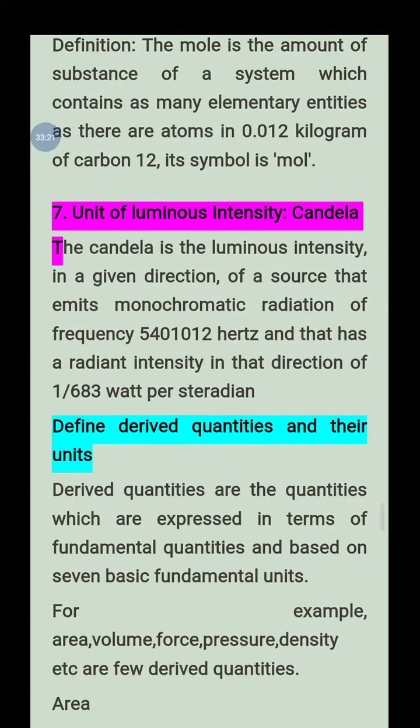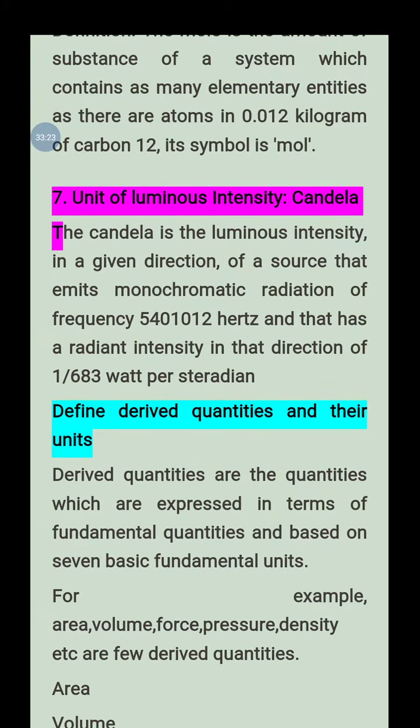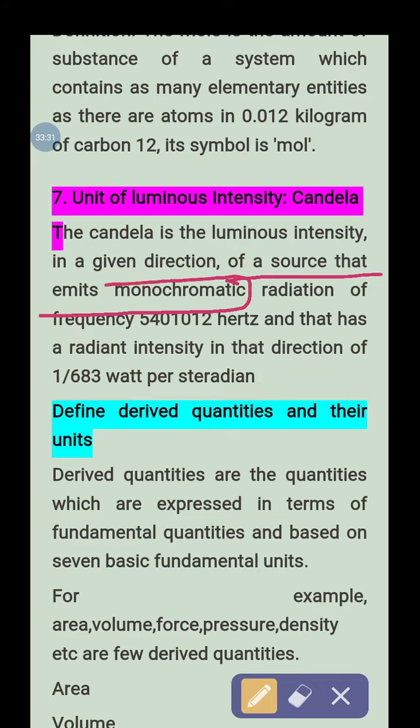Unit of luminous intensity is candela. What is the definition? It is the luminous intensity, in a given direction, of a source that emits monochromatic radiation of frequency 540×10^12 hertz and that has a radiant intensity in that direction of 1/683 watt per steradian.